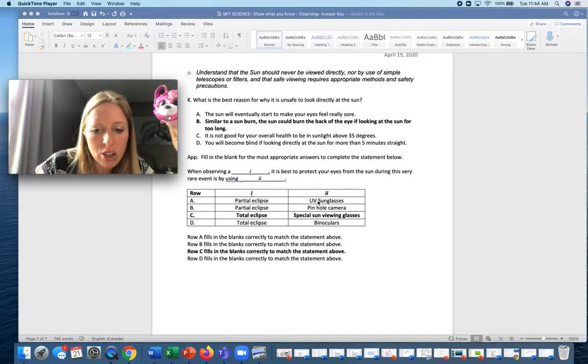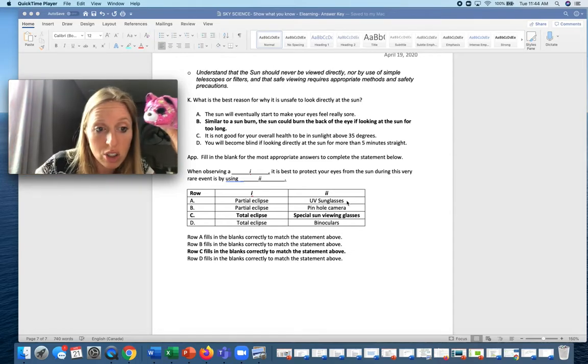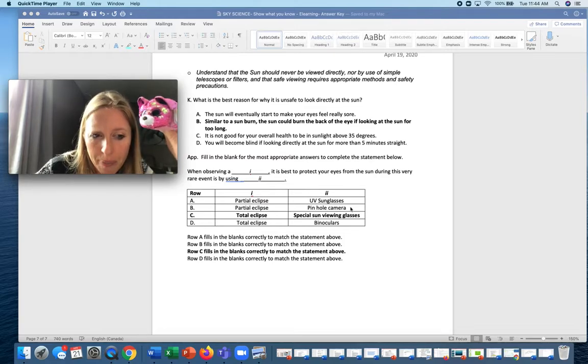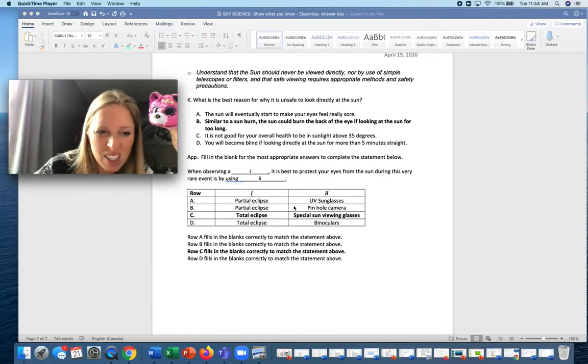And then UV sunglasses, would we use UV sunglasses? No, that is not the right thing. Sunglasses are just what you normally use, so it's not safe to look at the sun if you're using just sunglasses. Okay, a partial eclipse with a pinhole camera. You could use a pinhole camera, but the partial eclipse wouldn't be the best thing. You wouldn't really use a pinhole camera for a partial eclipse. Let's see, there's a better answer.